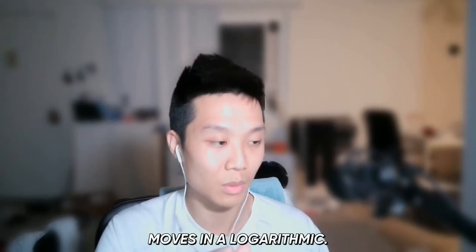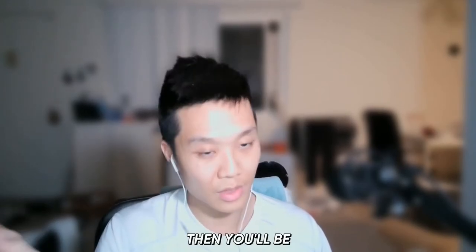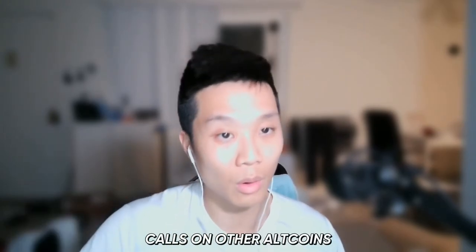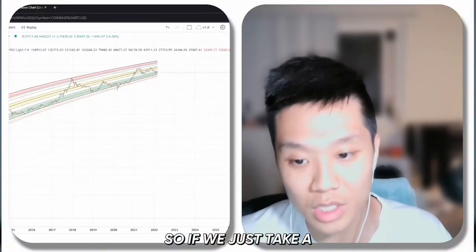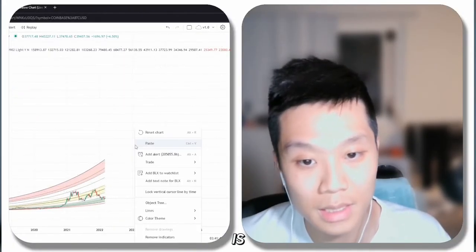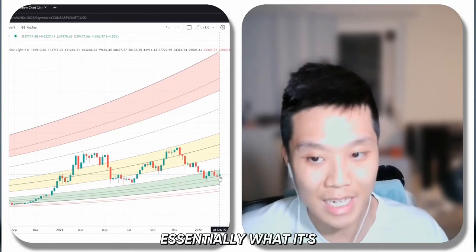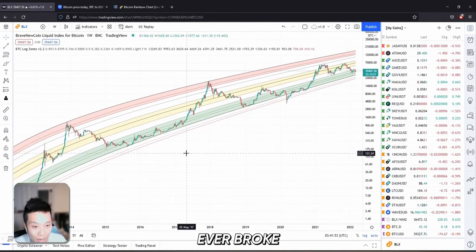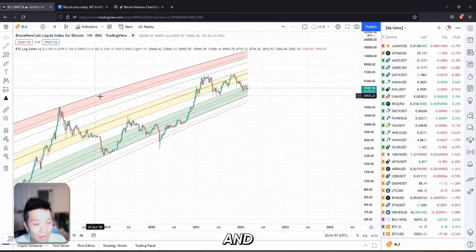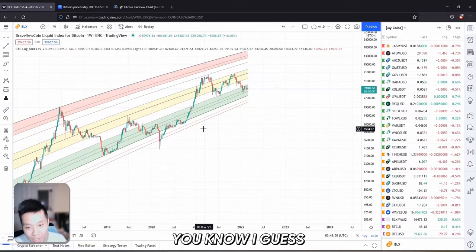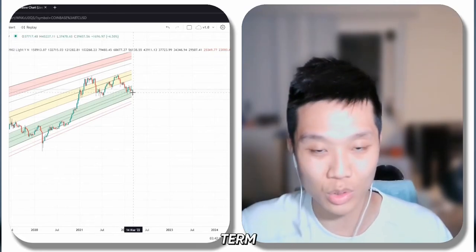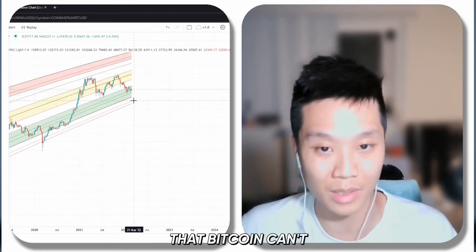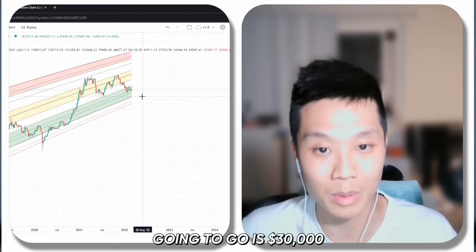If you understand that Bitcoin moves in a logarithmic curve, then you'll be able to extrapolate everything else on top of that. You'll be able to make judgment calls on other altcoins and where Bitcoin is headed. If we take a quick look right now, Bitcoin is currently in a green region, which essentially means that Bitcoin is cheap. If you look back in the past, the only time we ever broke this green line was in March, and that was, I guess you could say, a once-in-a-generation type of event. So in the near short term, I don't expect Bitcoin to do that. I'm not saying that Bitcoin can't, but the lowest I realistically expect Bitcoin to go is 30K, right?